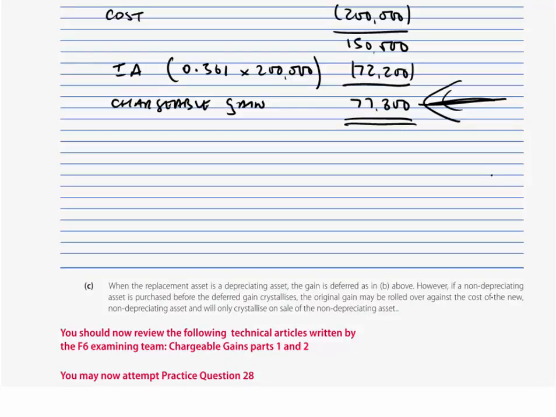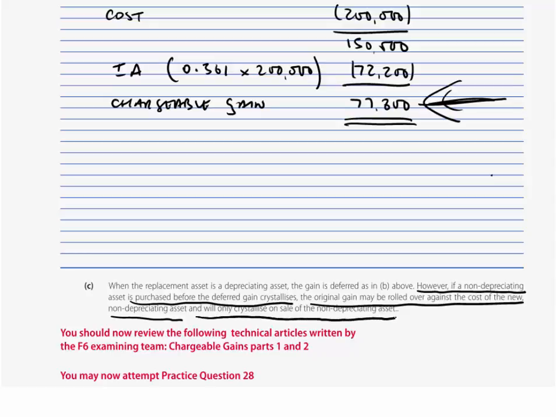When the replacement asset, it says here, is a depreciating asset, the gain is deferred, as we have just seen in the notes above. Now, we know that there's a maximum deferral period of 10 years, 10 years from the acquisition date of this depreciating asset. But we then say, however, if a non-depreciating asset were to be purchased before the deferred gain crystallizes, then the original gain may be rolled over against the cost of the new non-depreciating asset that is now acquired. And that means that that gain will then only crystallize on the sale of the non-depreciating asset.